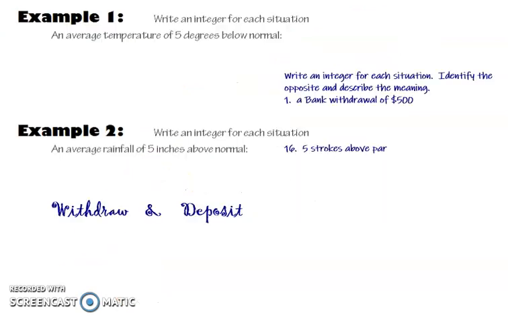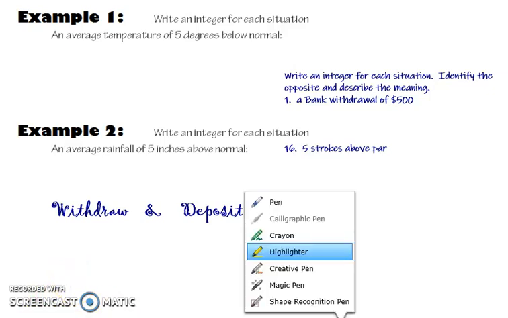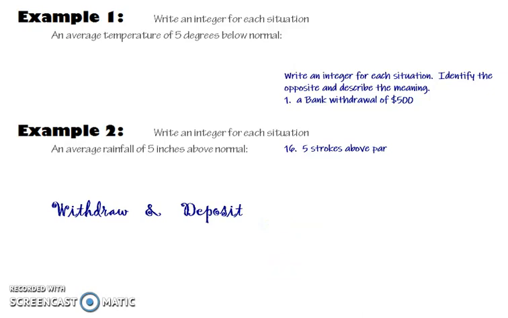Moving on, these are the type of problems that you'll have in your homework. Write an integer for each situation. Now, this says that the average temperature is 5 degrees below normal.